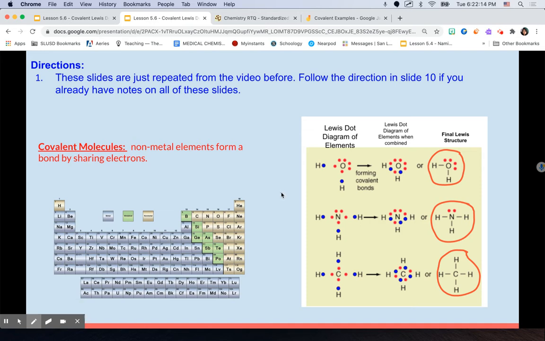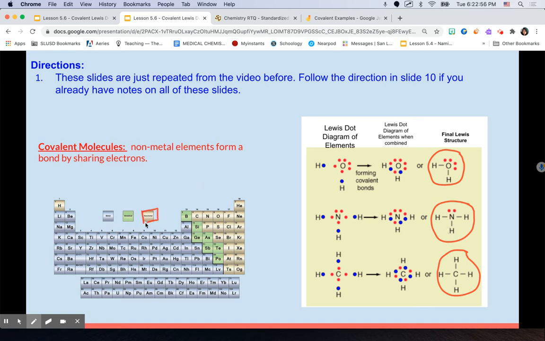So in our Zoom class today, we talked about identifying patterns of how these elements combine to end up with what we call these particular Lewis structures, right? So essentially, these structures that we're looking at are all what we call covalent molecules. And covalent molecules are when non-metal elements combine together to form a bond by sharing electrons, and they end up looking like this, right? So notice that all the elements we were looking at today are actually non-metals.